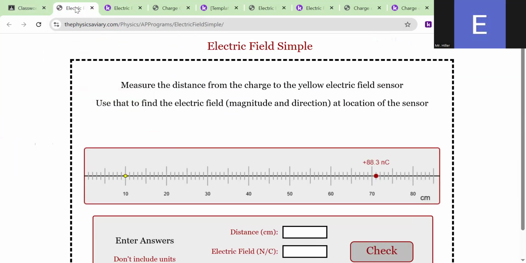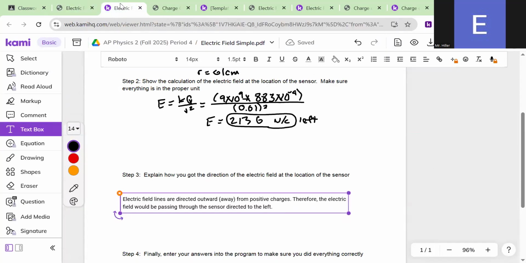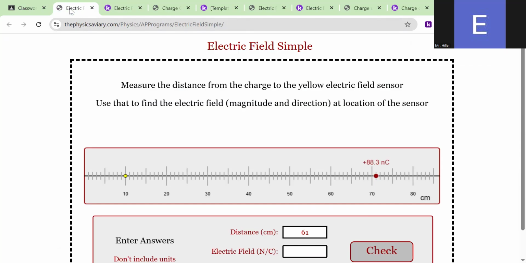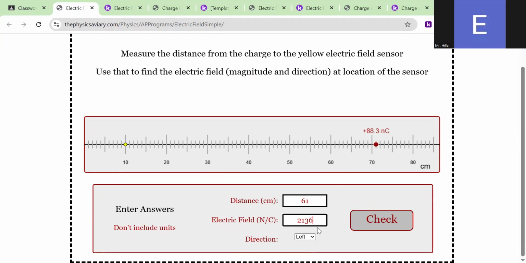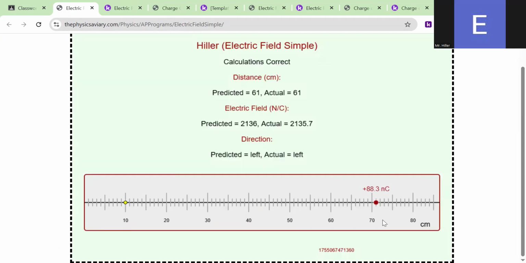Okay, let's enter in our values and see how we did. So I got 0.61. Oh, no. Got to put 61 because it's in centimeters. So 61. And I got an electric field magnitude of 2136. Directed to the left. And there you go. Okay, so one question down. On to question 2.